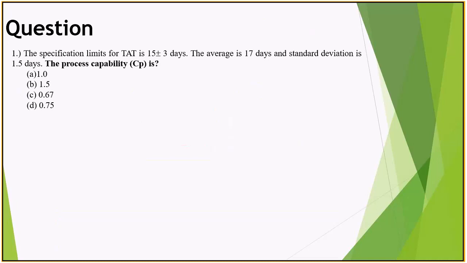So the question is: the specification limit for TAT, which is turnaround time, is 15 plus minus 3 days. So I would say 12 is the lower specification limit and 18 days is the upper specification limit. The average of the particular data is given as 17 days. Standard deviation is 1.5 days. Can you tell me what is the process capability? Options are 1.0, 1.5, 0.67, 0.75.